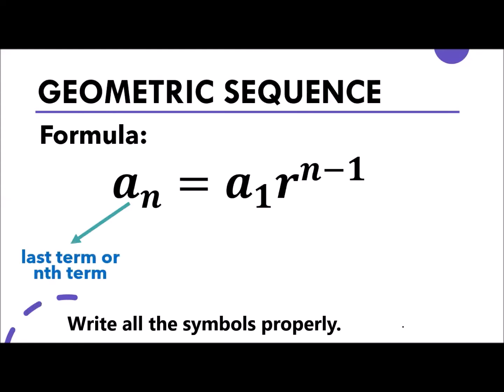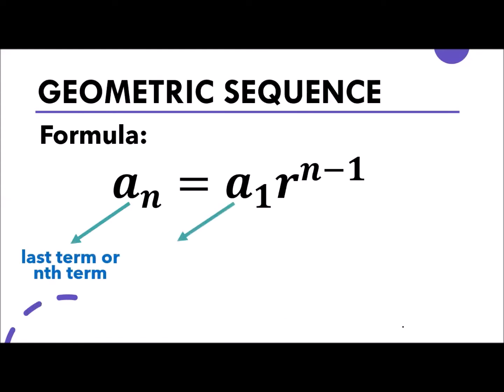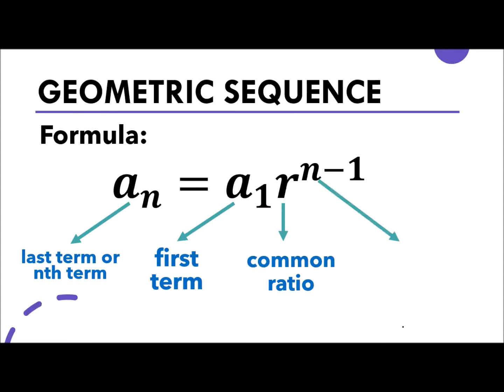So for a sub n, again, that is the last term or the nth term. A sub 1 is the first term. And we all know that r is the common ratio and n pertains to the number of terms. Okay? A sub n is equal to a sub 1 times r raised to n minus 1. Okay po?